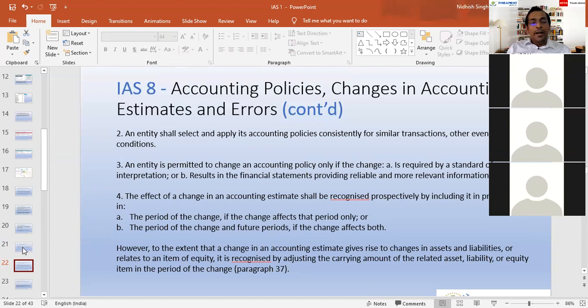Third, an entity is permitted to change accounting policy, of course, if it is required by the rules or the standards, or it provides a better, reliable, more true and fair view. Now, all these changes in accounting estimate also need to be applied prospectively too. So prospectively means all the future numbers to be affected.